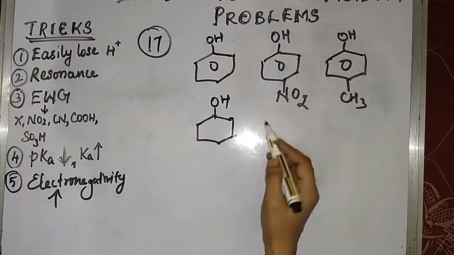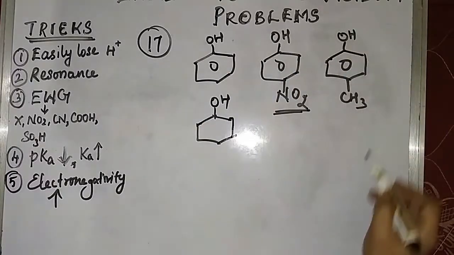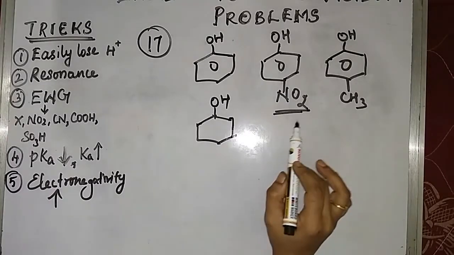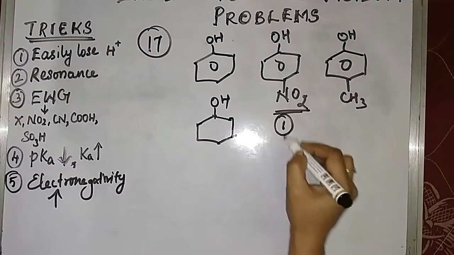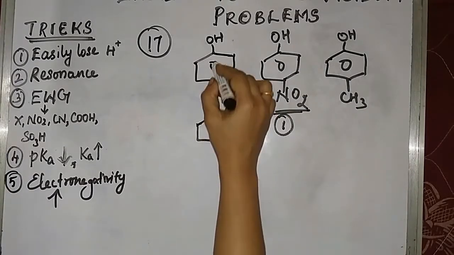First one, this is the one having the electron withdrawing group. If any other group has an electron withdrawing group, no, this is the one which has it. So the first place goes to this only. And the next one, this is phenol, and this has a CH2 group, this is cyclohexanol. You have to compare these two.